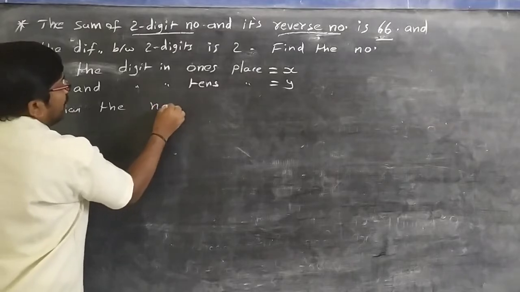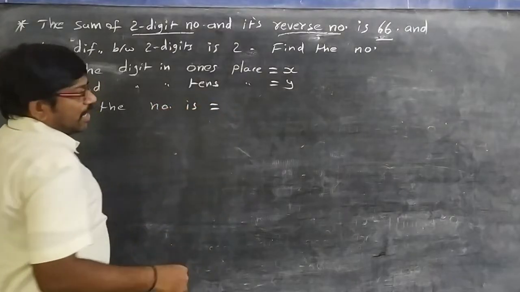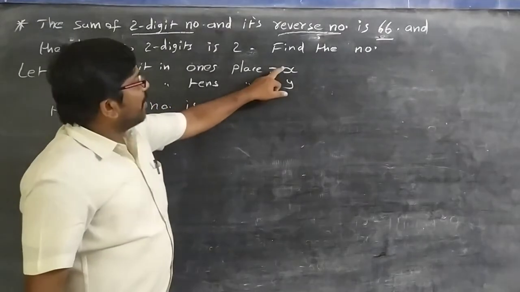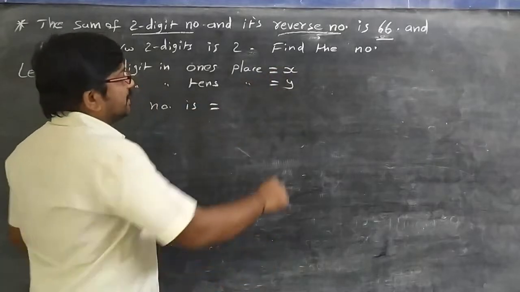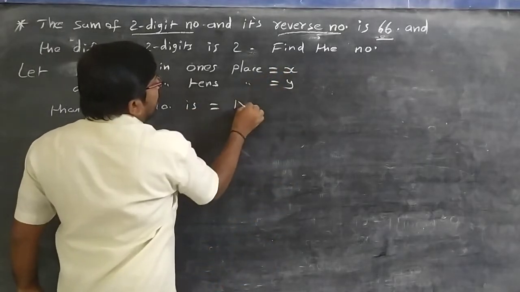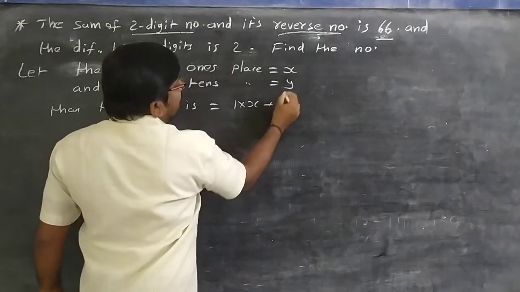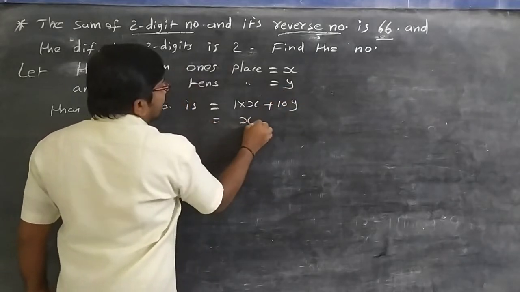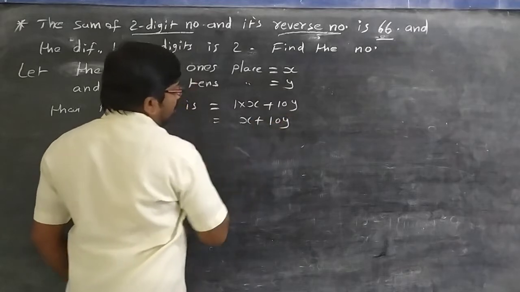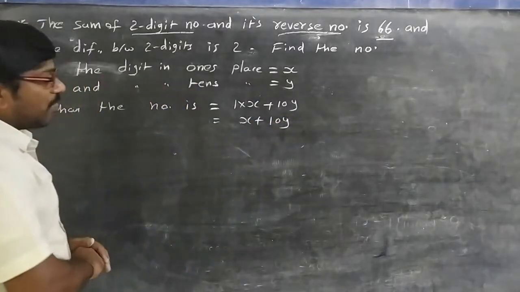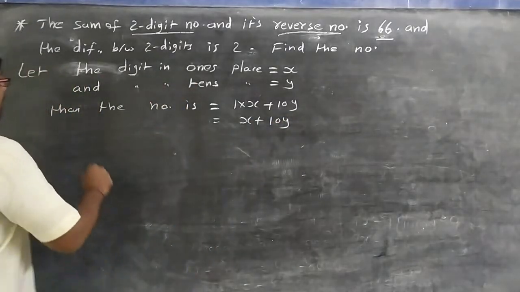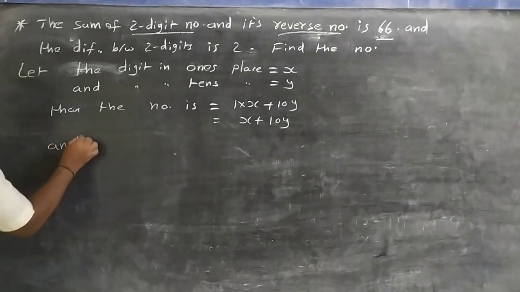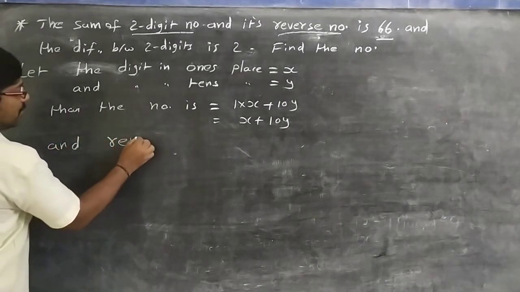Then the number is, how does the number look? It has a ones place and a tens place. So ones place is 1 into x, plus tens place is 10 into y. That is x plus 10y, right? x plus 10y. And its reverse number is.